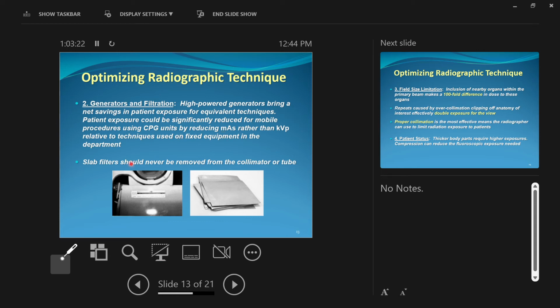Filter should never be removed. Okay, that one's out because the whole thing's taken apart and we're not using it anymore. But filters should never be removed. If they are removed, the machine should never be used without the filter in it. Okay, that just increases patient dose.